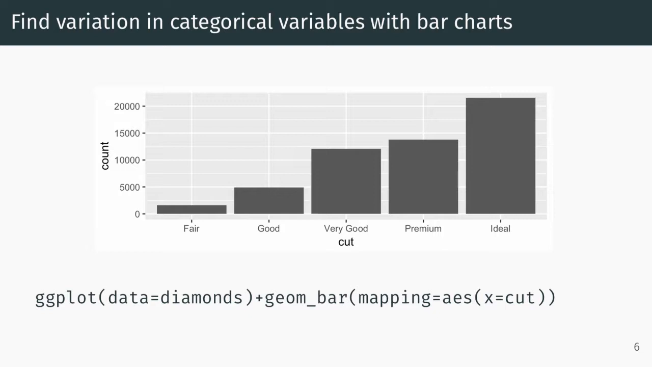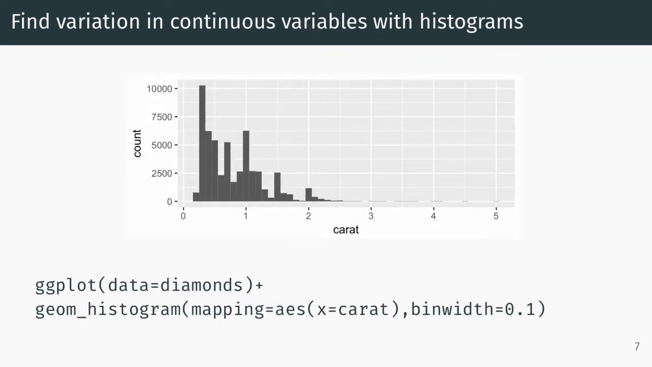You can often find variation in categorical variables with bar charts. So here's an example where we use ggplot and say data equals diamonds and use geom_bar to get a bar plot or bar chart. We can find variation in continuous variables with histograms. So here's ggplot, data equals diamonds, with geom_histogram, mapping equals aes, that's aesthetics, x equals carat. And you have to set the bin width yourself. You can't rely on the default bin width.